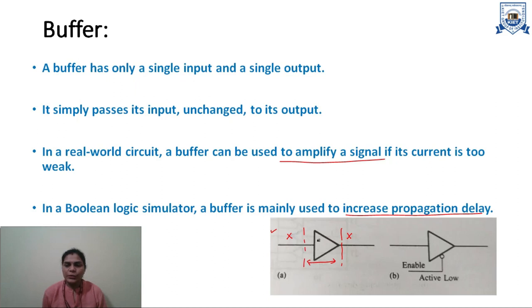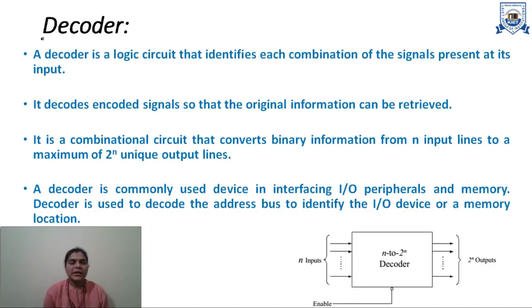A buffer is mainly used to increase propagation delay. So it introduces some propagation delay between input and output. A buffer can also be enabled. Here, this enable line is an active low line. So this buffer will work when the enable line is 0, or it will not work when the enable line is at logic 1. Next device is decoder.